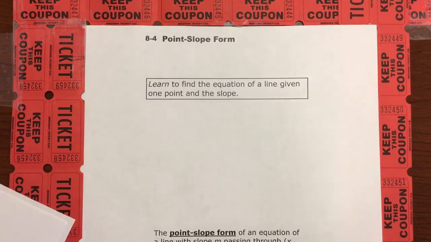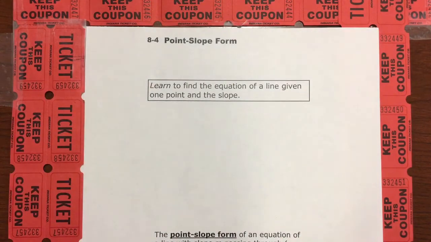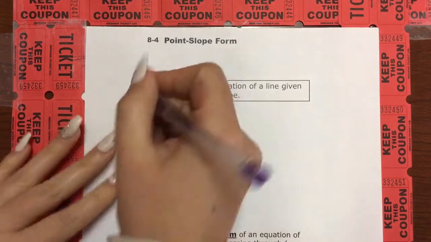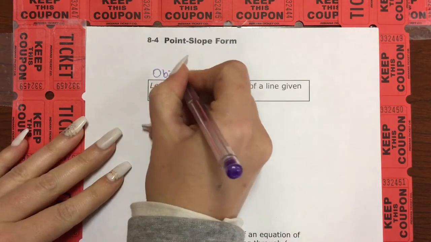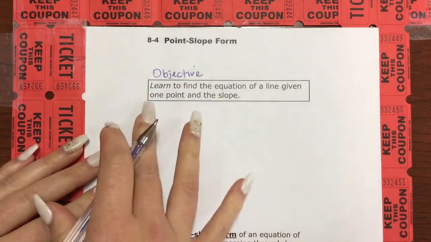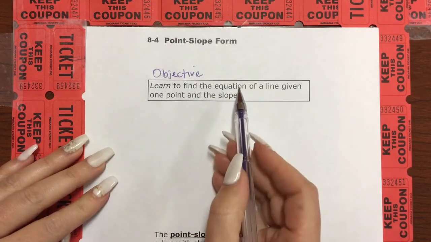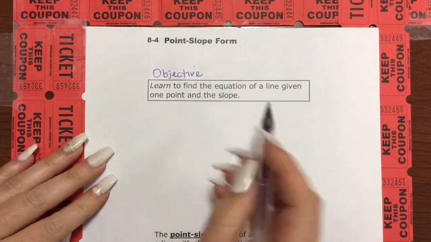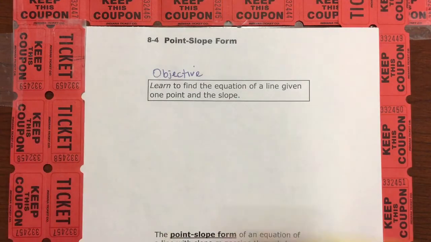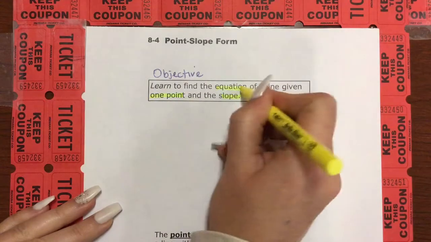So the objective for today is to learn to find the equation of a line given 1 point and the slope. So that's what we're going to be given. We're going to be given 1 point and the slope, and we're going to have to find an equation.